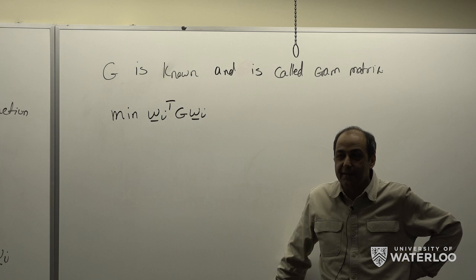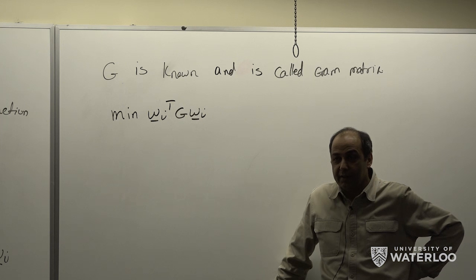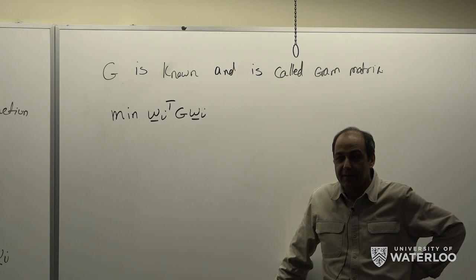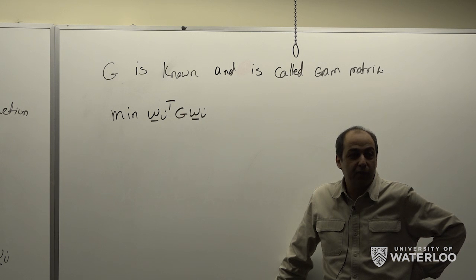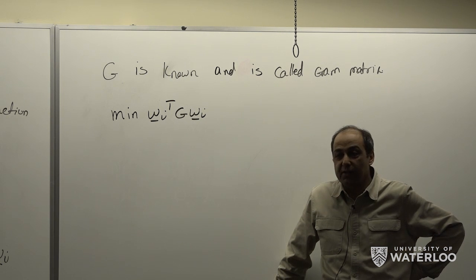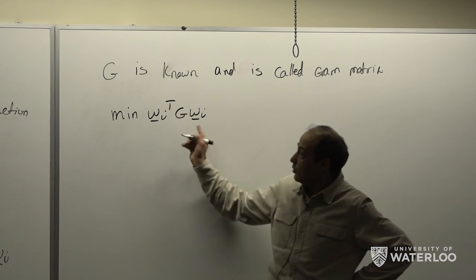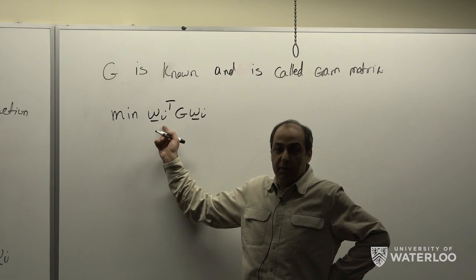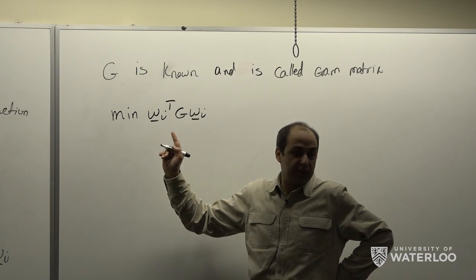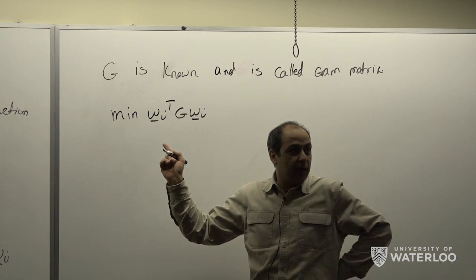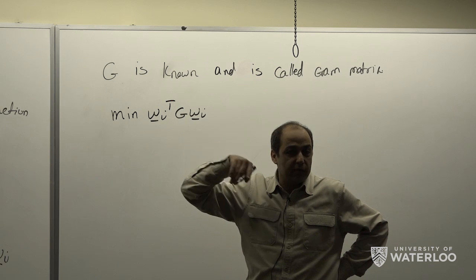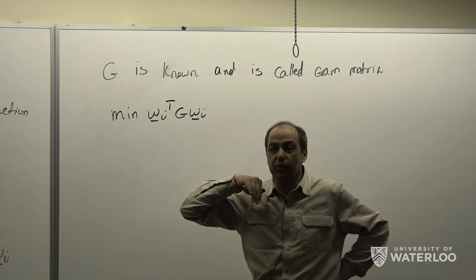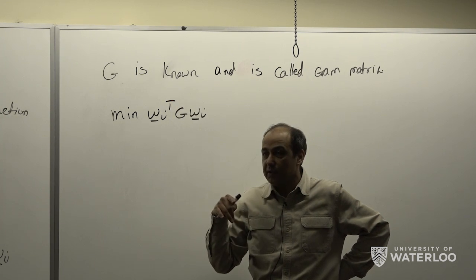Yes? The eigenvectors, like Wi is the eigenvectors of the... No, without any constraint. I mean, if you don't have any constraint, then the solution to this objective function would be W equal to 0. It has a trivial solution, which I'm not looking for. That's why I need a constraint.